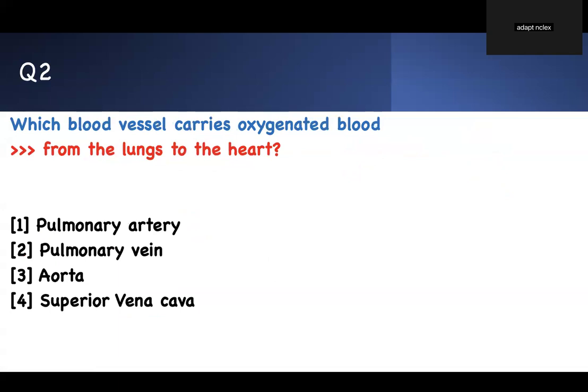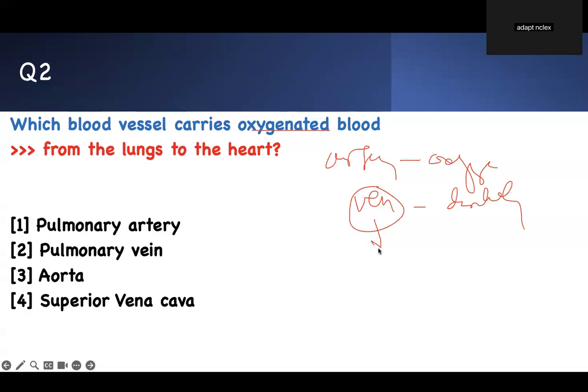Reading from the back: from the lungs to the heart, which blood vessel carries oxygenated blood? Most veins will carry deoxygenated blood, and arteries carry oxygenated blood, right? Veins' blood is a little bit darker, but there's only one vein that mostly looks like an artery, and even though it's a vein, it carries oxygenated blood, and that is the pulmonary vein.